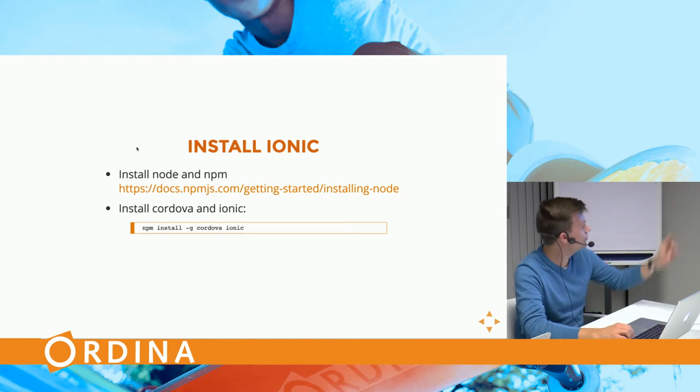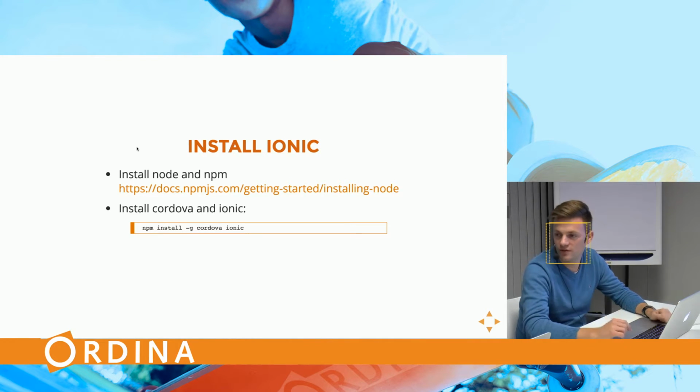So you install Node and NPM by clicking on that link and following the instructions over there. Install Cordova and Ionic afterwards. Once you install Node and NPM, you have the NPM command line utility. So you can just npm install -g for global Cordova Ionic. That will globally install the Cordova and Ionic CLI tools that you need.